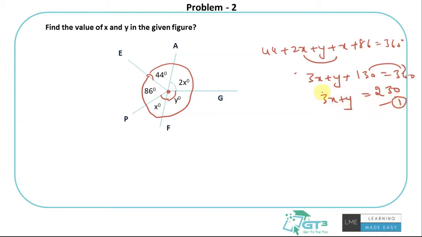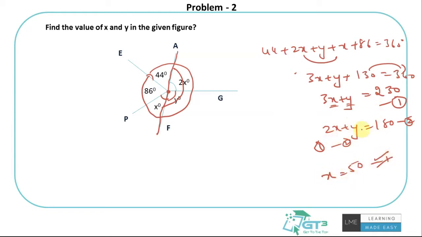This is one equation, fair enough. But is that sufficient for me to find both x and y? No. Two variables, I need to have two equations. Where will I get the second equation? One way to look at it is this: AF is a straight line, so that means this entire thing is 180. So 2x plus y has to be 180. So I have two equations, I can subtract 2 from 1: 3x plus y minus 2x minus y gives me x. 230 minus 180 is 50. So once I know this, I can substitute back here: 2 into x is 100, plus y is 180.